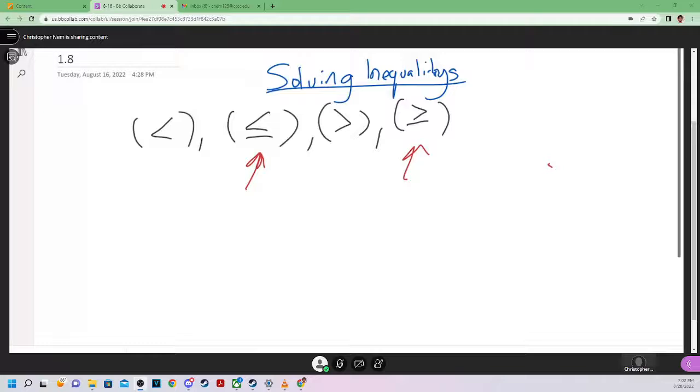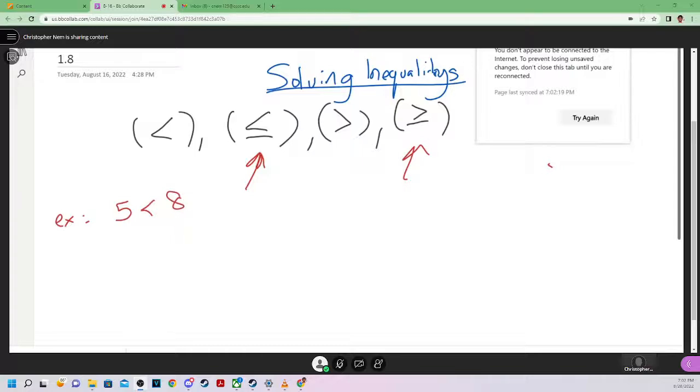So intuitively, with the less than and the greater than symbol, we all have an idea. If the number is smaller, then it satisfies for less than. If the number is bigger, then it satisfies for greater than. So for example, 5 is less than 8. This is a true statement. True. 8 is bigger than 5, or 5 is less than 8.